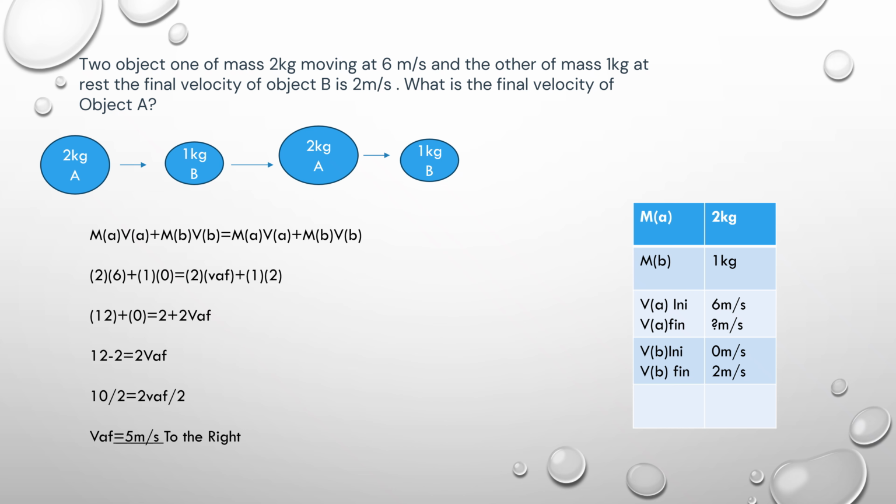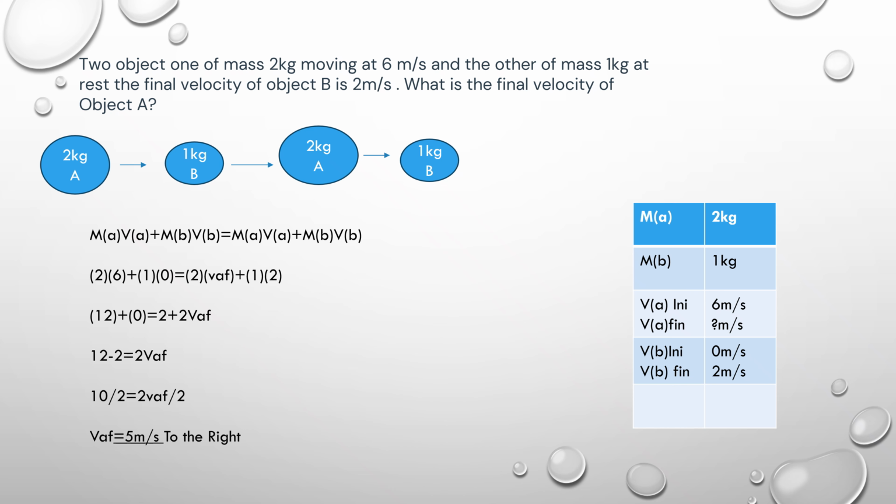So we have example 2. Example 2, we have an object, one of mass 2 kg, moving at 6 meters per second, and the other of mass 1 kg at rest. The final velocity of object B is 2 meters per second. What is the final velocity of object A?